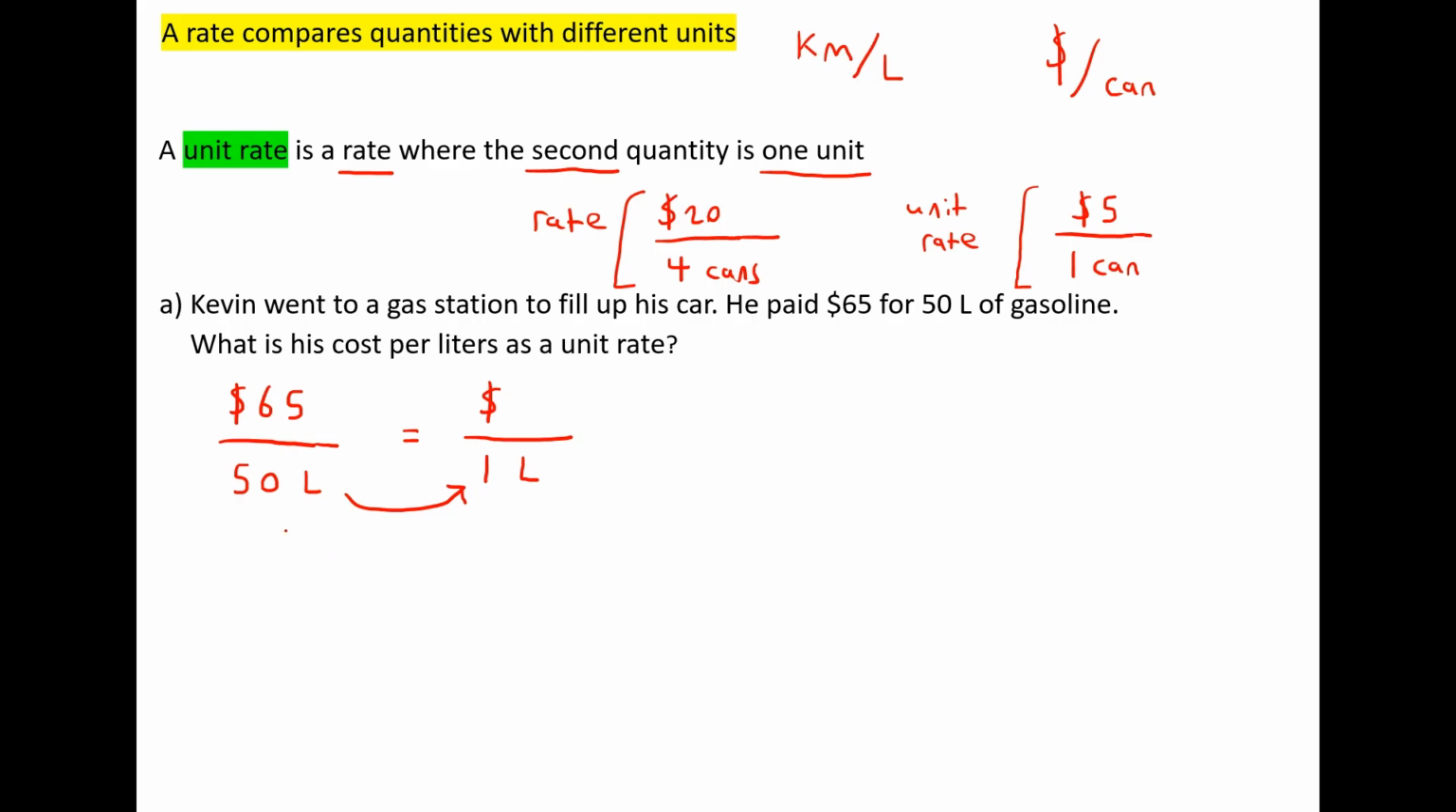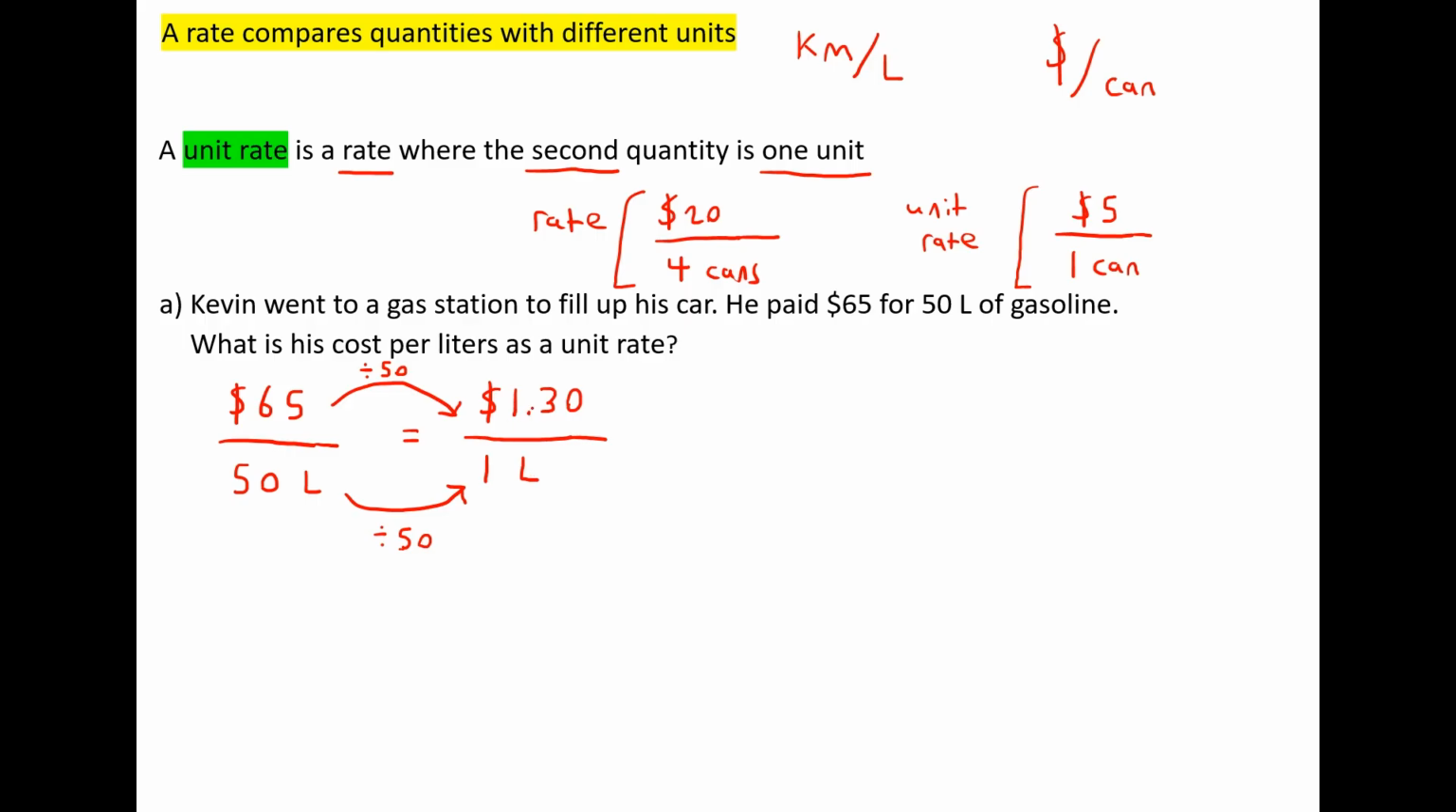Now, if you remember correctly, 50 divided by itself is 1. In fact, any quantity divided by itself is going to be 1 except for 0. So in this case, I'm going to divide 50 by 50 to get 1. But what I do to the bottom, I must do to the top. So that means I must also take 65 and divide it by 50. And 65 divided by 50 is going to be 1.3. So my unit rate, which means my second quantity must always be 1, is going to be 1.3 over 1 liter.